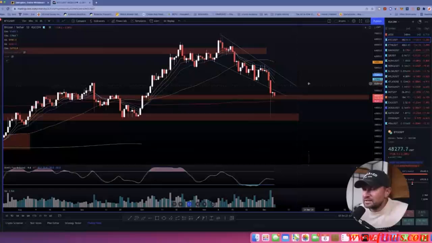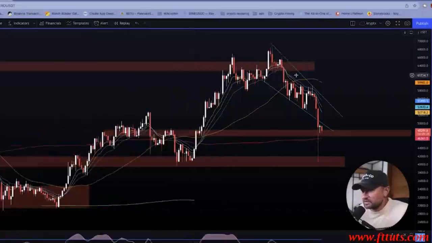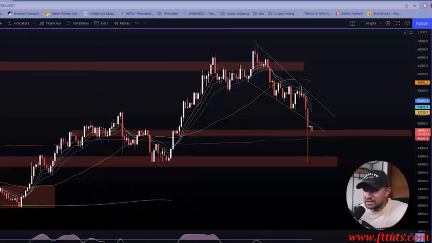And until this wedge breaks out to the upside, longs are going to get absolutely crushed. There's obviously going to be some dip buying opportunities at these supply zones for sure. But until we actually see a reversal in the trend, until we're above the 9, 13, 20, until we break out of this wedge pattern, nothing is going to happen for the longs. Everyone's going to get crushed until that actually happens.